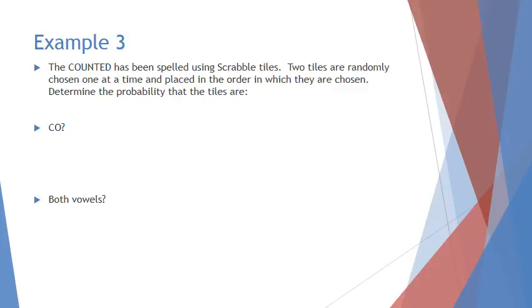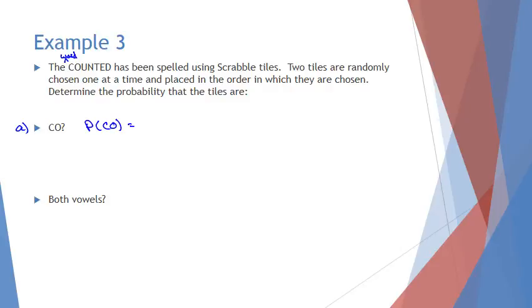Example 3. I see I have a little typo here, sorry. The word counted has been spelled using Scrabble tiles. 2 tiles are randomly chosen one at a time and placed in the order in which they're chosen. Determine the probability that the tiles are CO. Okay, that's our first one. So this will be A. So the probability that we have this CO.